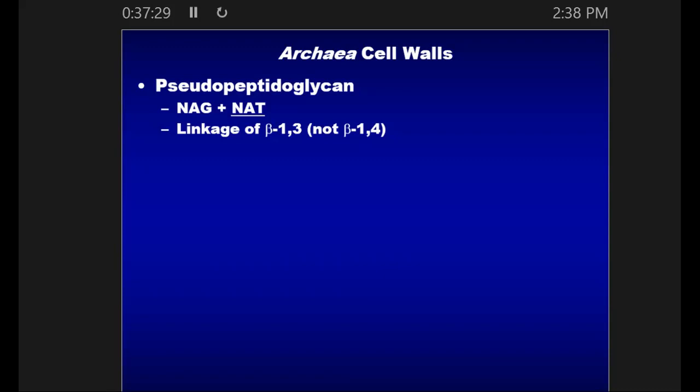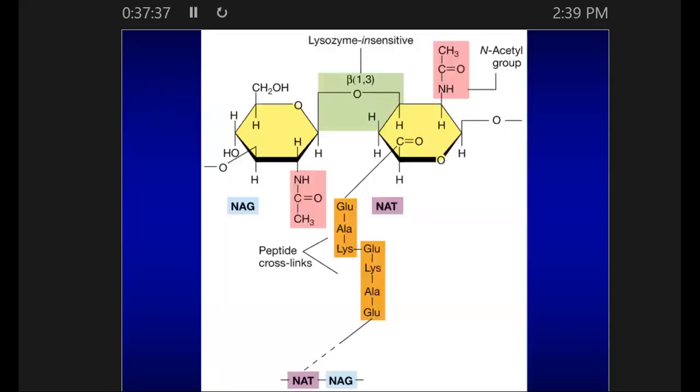Also, because it's NAT instead of NAM, they don't have a beta 1,4. Instead, they have a beta 1,3 that bonds the NAG and the NAT together. So here's a NAG and NAT right next to each other, and you see the beta 1,3. Your lysozyme in your saliva won't touch that. But that's okay, because archaea don't really bother us.